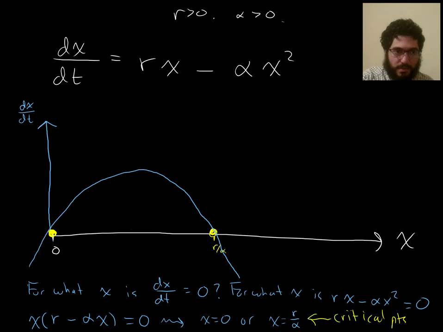And usually they're denoted by x star. So these are two possible values for x star. That's just the notation used in your textbook, so I'm just following it. And it is kind of a common notation for critical points, x star. So there are two x stars, 0 and r over alpha.